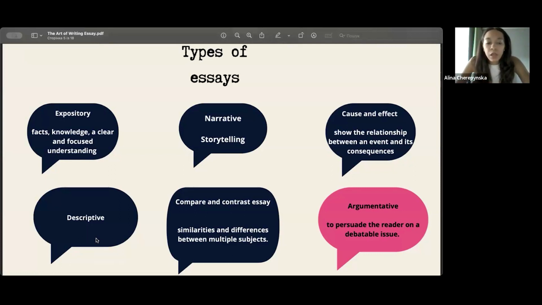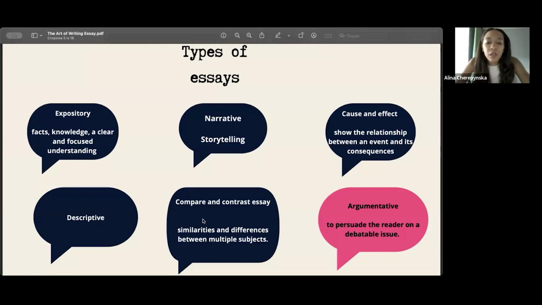The first one, we have descriptive. It's clear from the name that your task is to describe. Describe a place, describe a person, describe a setting, describe a background. Quite often, narrative essay goes with descriptive essay. So they have a connection. You need to describe a character of your story. You need to describe a setting of your story.